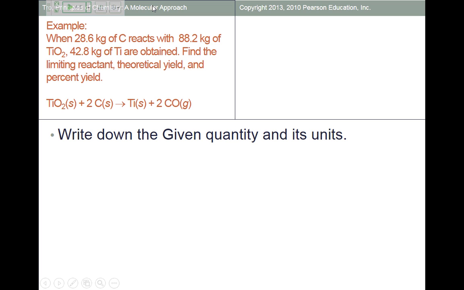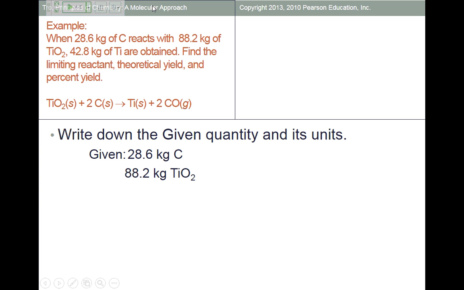So we're going to go through this example. So first off, we're given our equation, and our chemical equation is balanced. You always want to double check that. So we're given that we have 28.6 kilograms of carbon and 88.2 kilograms of TiO2. That's great. We're told what we have. We can calculate, using these two numbers, our limiting reagent and our theoretical yield. Now there's another number that we're given, and we're given the amount of product obtained. That's our actual yield. That's what we obtained after we did the reaction.